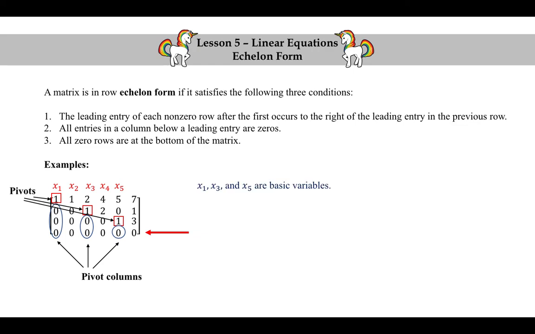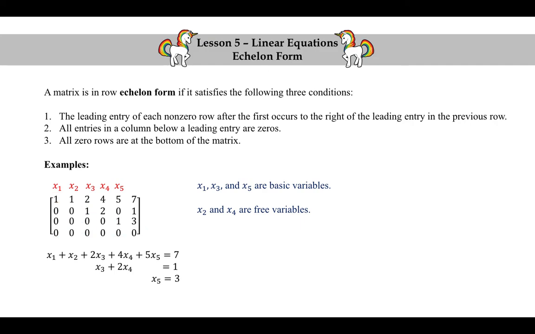x1, x3, and x5 are basic variables because they correspond to pivot columns, and x2 and x4 are free variables because those columns are not pivot columns. The corresponding system of equations here is x1 plus x2 plus 2x3 plus 4x4 plus 5x5 equals 7, x3 plus 2x4 equals 1, and x5 equals 3. We're going to solve for the basic variables. The last equation, x5 equals 3, is already done.